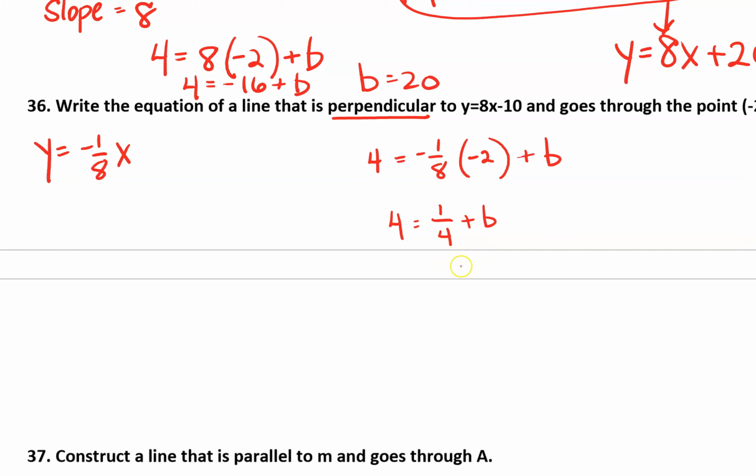Then I'm going to subtract 1/4 from both sides, and I have b equals 3 3/4. All right, so this intercept is 3 3/4. You could write it as 3.75. Either one would be fine.